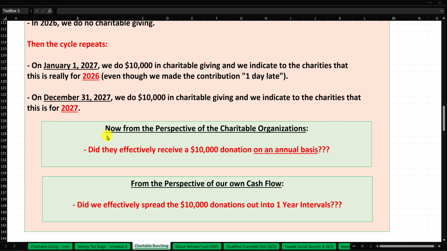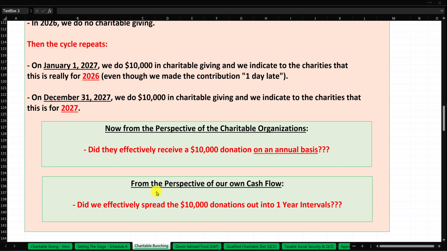So just to summarize, from the perspective of the charitable organizations, did they effectively receive a $10,000 donation from us on an annual basis? And the answer, I would argue, is effectively yes. These are basically 1 year apart right here. It's true that they both occurred in 2027, but effectively they are 1 year apart. So the charity did receive effectively $10,000 in donations on an annual basis.